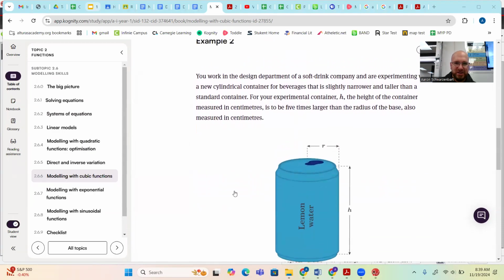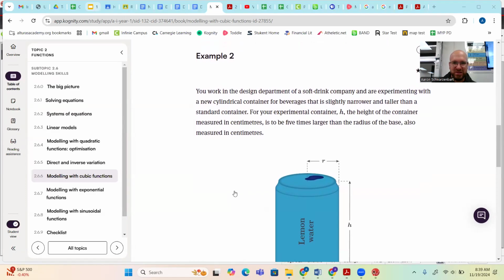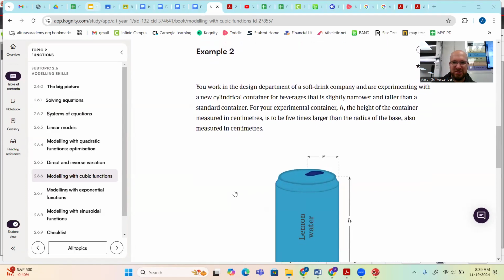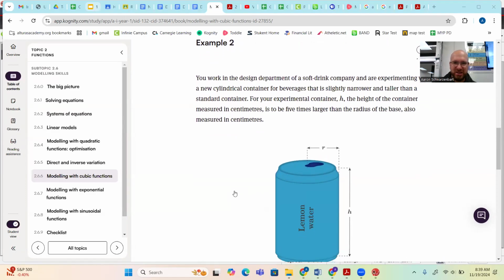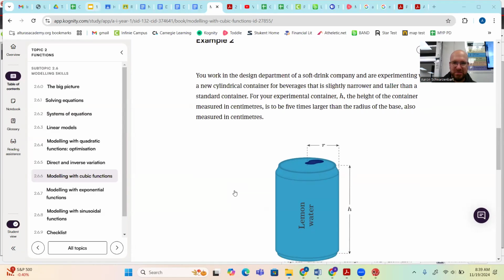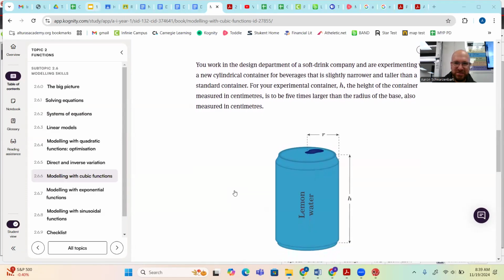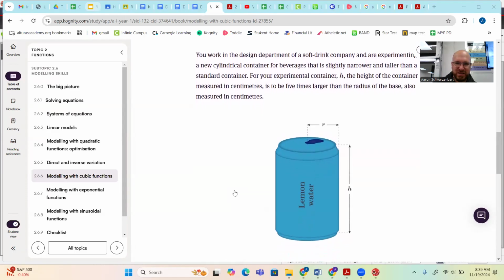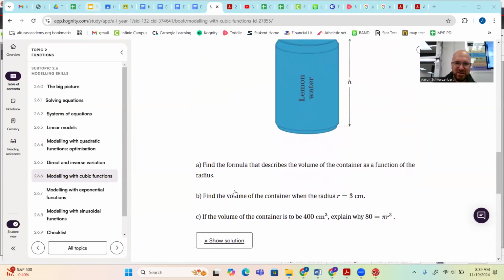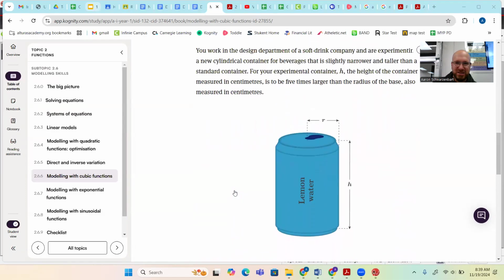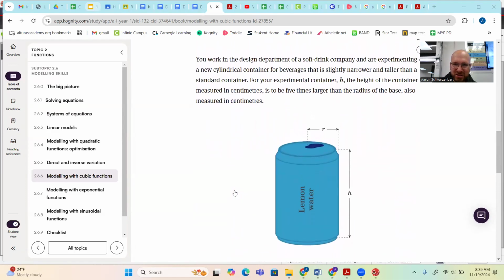So here, you work in the design department for a soft drink company. You're experimenting with a new cylindrical container for beverages that is slightly narrower and taller than the standard container. For your experimental container, the height h of the container, measured in centimeters, is 5 times larger than the radius of the base, also measured in centimeters. So height is 5 times larger, it says.